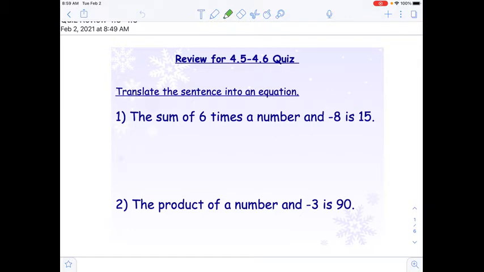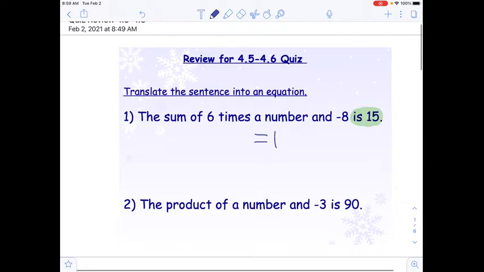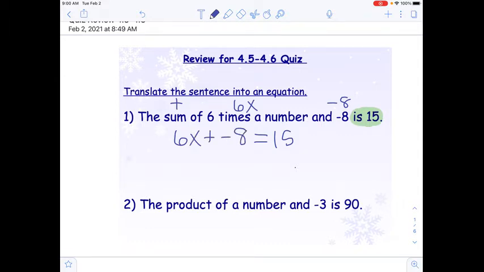So remember, we want to look for that keyword "is" to tell us what to set our equation equal to. If there's no keyword "is," we also want to think about, okay, what is the total here? What is the total amount? So we know it is 15, so I'm going to set it equal to 15. And then we have the sum, which I know is addition. 6 times a number, I'm going to write 6x. And -8. Well, I know "and" is addition, so I'm going to do 6x plus -8.